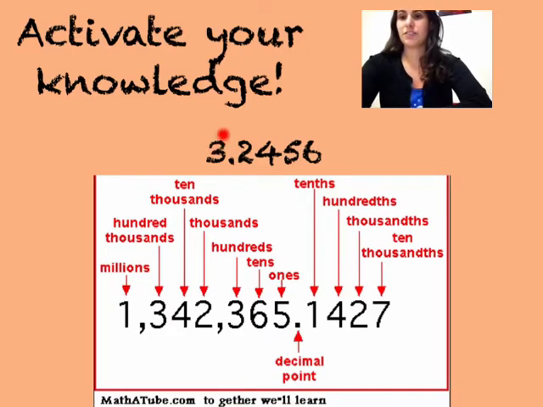I know that this 3 is in the ones place. I can see that right here. So it stands for just 3. This is the tenths, so this is 2 tenths, 4 hundredths, 5, that's 3 places over, let's see, 1, 2, 3. So that's 5 thousandths, and it's 6 10,000ths.